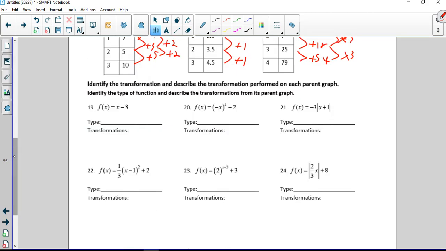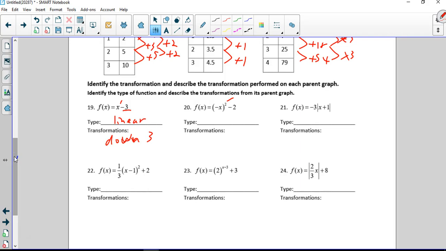Okay, identify the transformations and describe the transformation from each parent graph. Identify the type of function, describe the transformation from the parent graph. So this is x to the first power, which makes it linear. The only change is this -3, which means it's going to move down 3 spaces. So the whole line is just going to drop down 3.